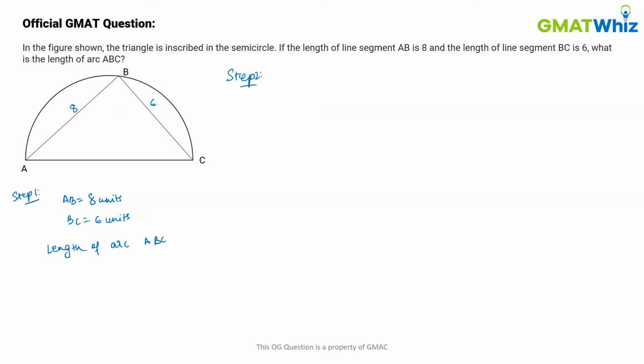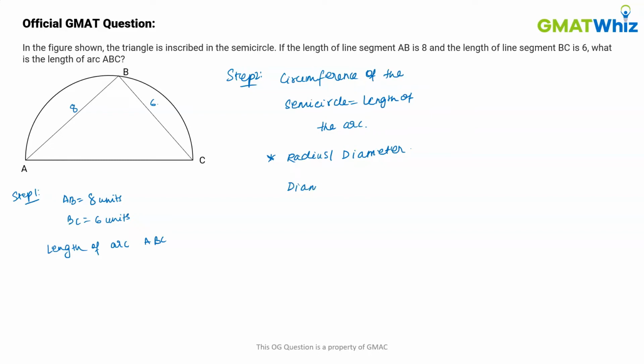To find the length of the arc, we need to know the circumference of the semicircle. This will give us the length of the arc. And to find the circumference, we need to find the radius or the diameter. Now, here the diameter is equal to the side AC of the triangle ABC.